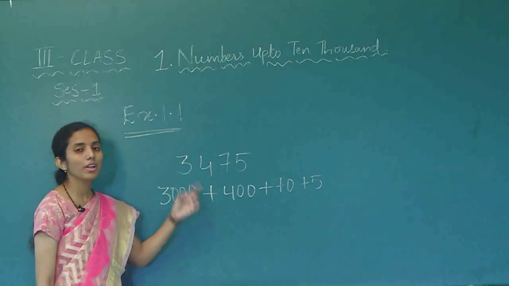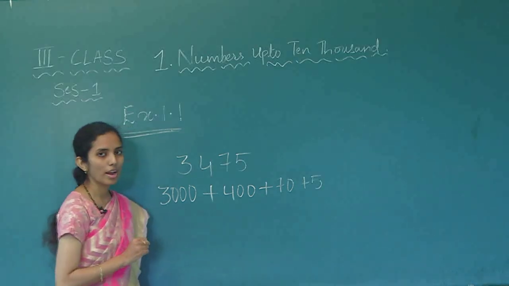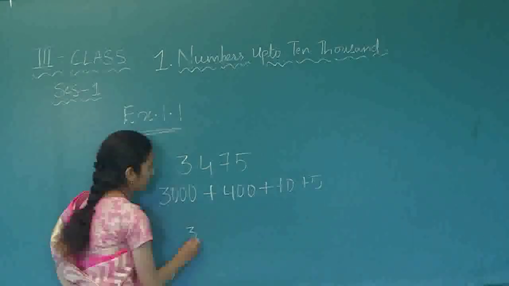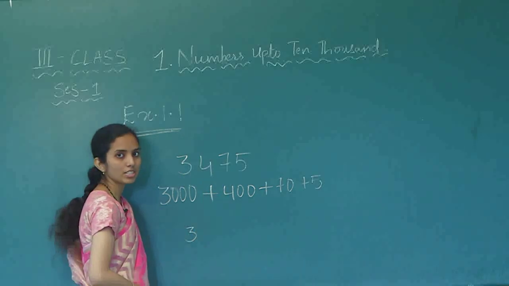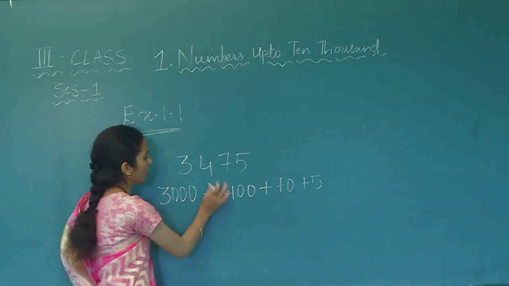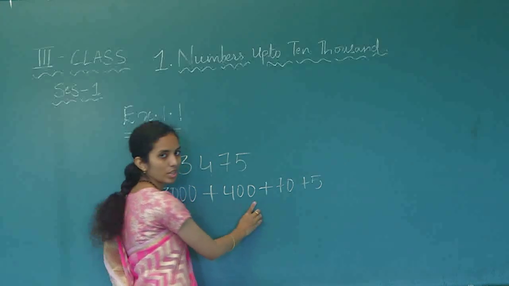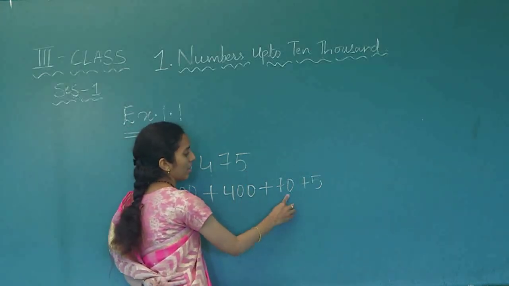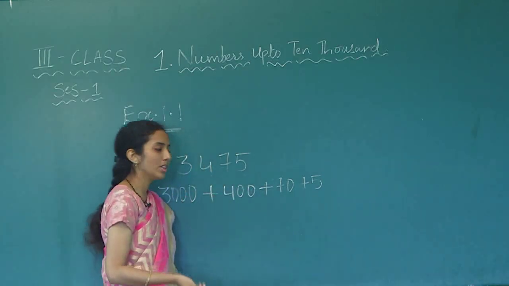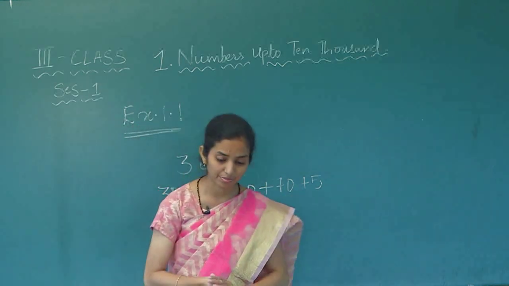So expanded form, there is one more simple trick to write the expanded form. Whenever you want to write the expanded form, simply write the digit 3, and after 3 how many digits are there? 1, 2, 3. So put 3 zeros here, and next write 4. After 4 how many digits are there? 1, 2, 2 zeros. So write 2 zeros, and after 7 1 digit is there, so 1 0, and after 5 no digits are there, so don't write any 0. So in this manner also, in the simple way, you can write expanded form.